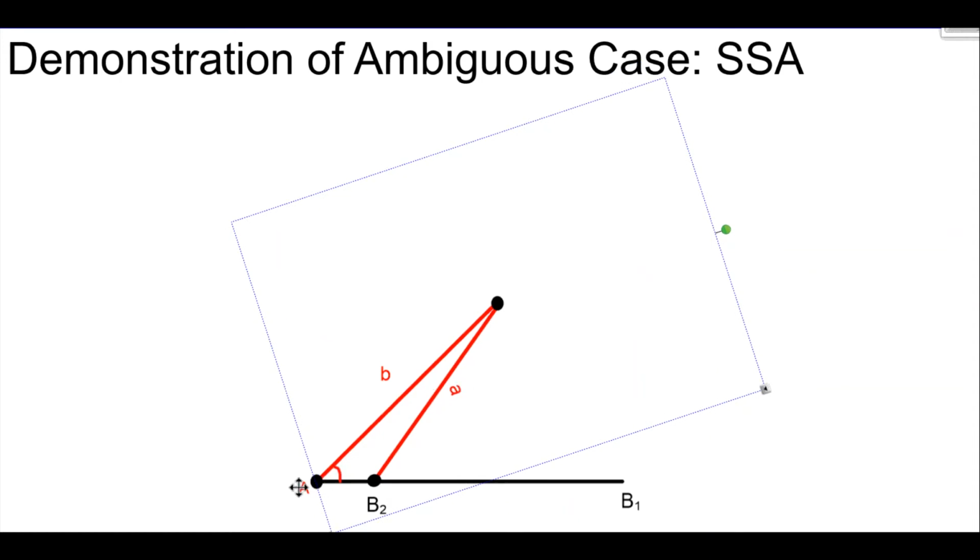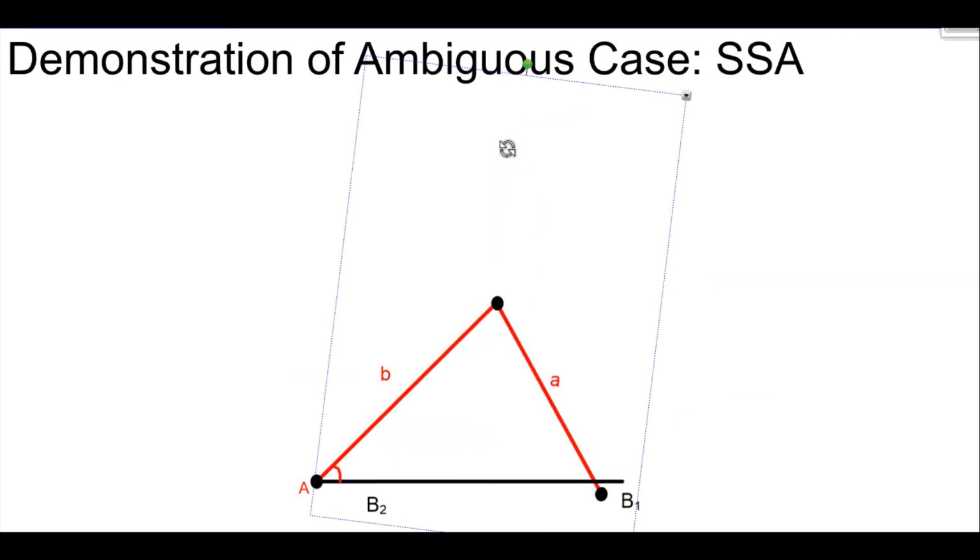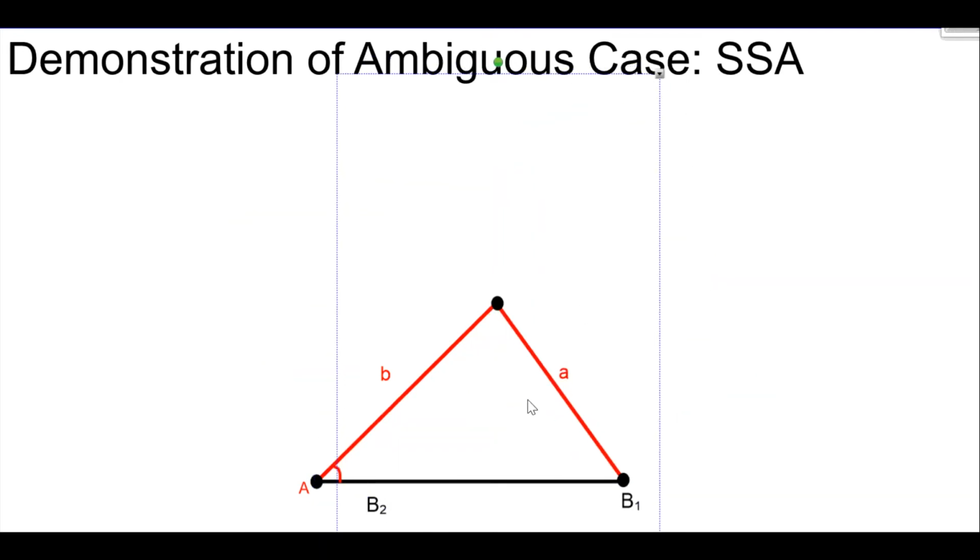I've got the same three pieces of information, an angle A, a side B, and a side A. I've still got those same three pieces of information, but I've got a completely different triangle. So that's why this is ambiguous. It's unclear whether we have this triangle or this triangle, or sometimes it might not even form a triangle at all. So you've got to be really careful with the ambiguous case and look for that. Good luck.